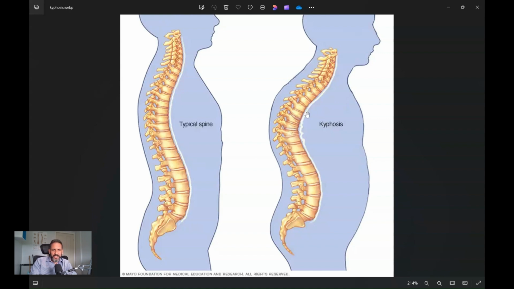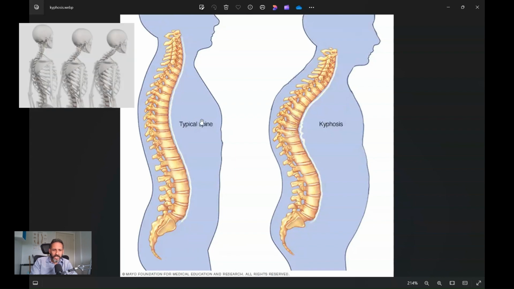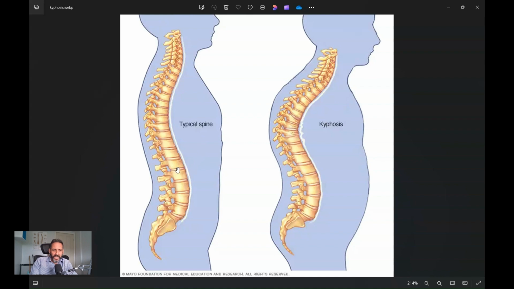So kyphosis as a deformity is when you have an excess of this forward flexion, either in the thoracic spine, but it can also occur in the cervical spine, where this starts to angle forwards, and in the lumbar spine, again, where that angles forwards excessively. And we'll talk about the different causes of this. We can see this in young adults.